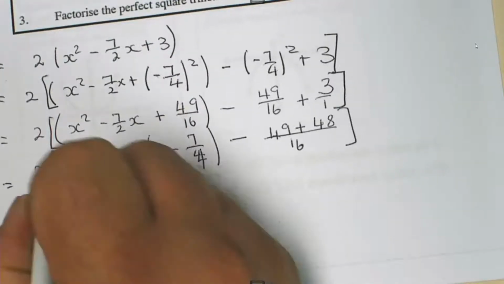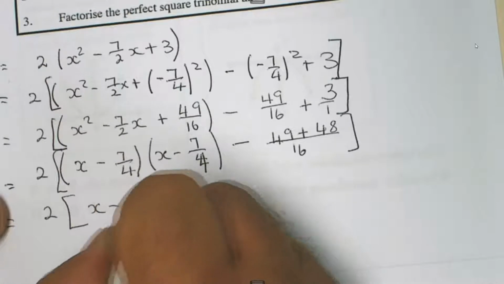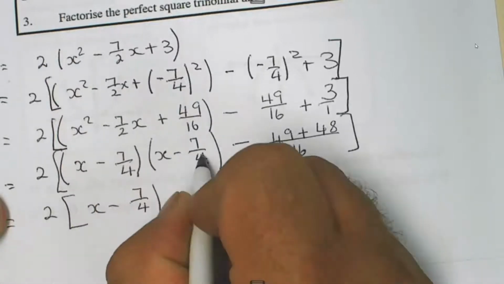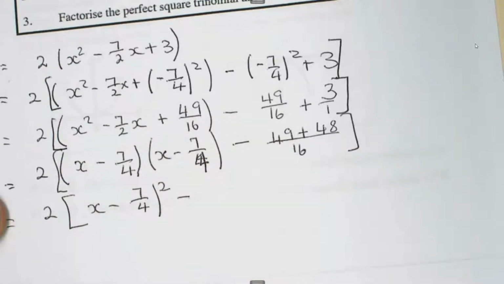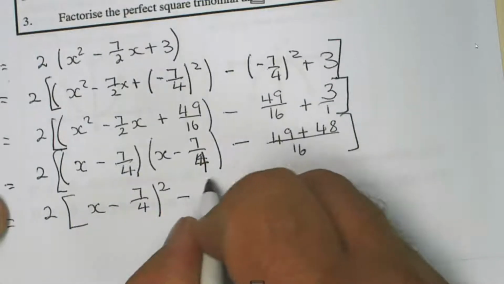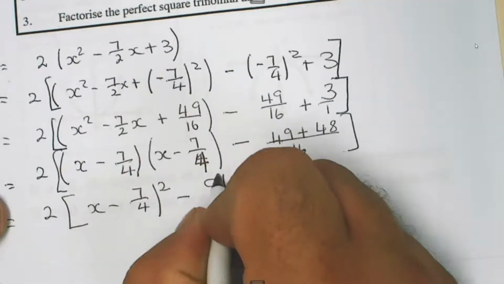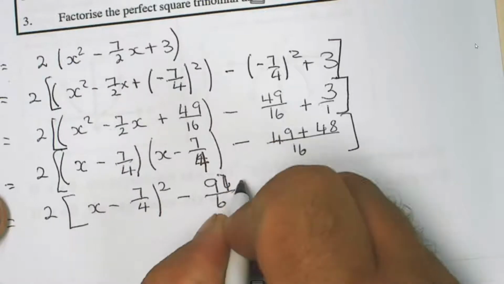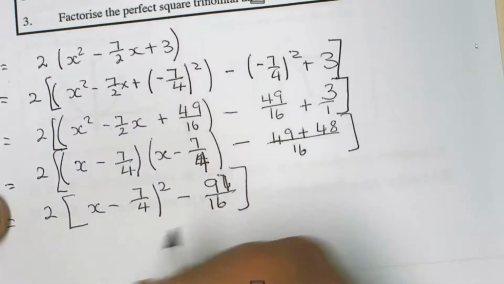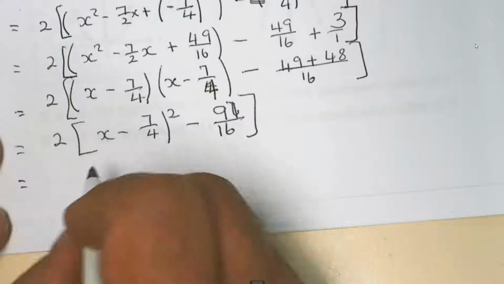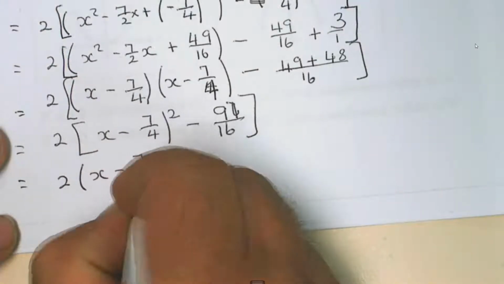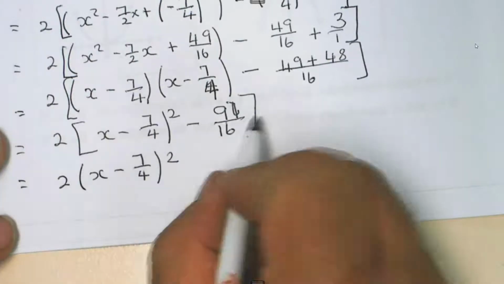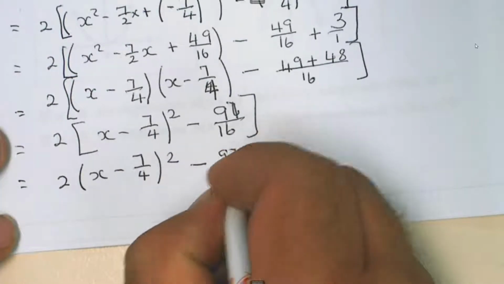So it becomes 2 brackets (x − 7/4) to be squared, negative. Now 49 plus 48 gives you 97 over 16, minus 97 over 16. And if you multiply that out, 2 times that is 2(x − 7/4)², and 2 times that is negative 97 over 8.